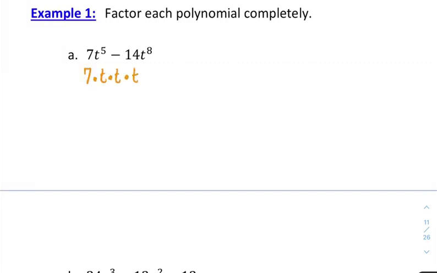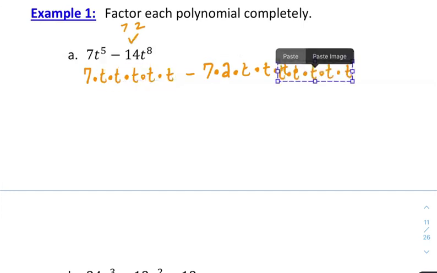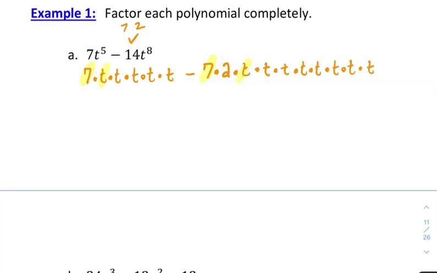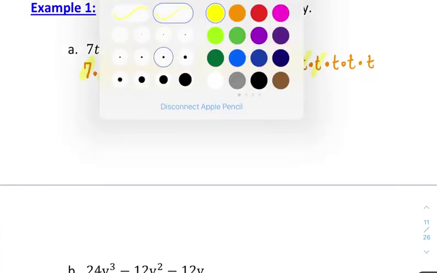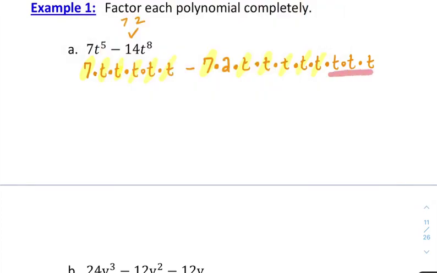To make it a little easier to see what the greatest common factor is, I'm going to write it as 7 and then t times itself 5 times, and then if I break down 14 into 7 times 2, I'm going to write out 8 factors of t. I'm actually going to copy and paste here. You don't have to do this every time, but it helps you to see what they have in common to start with. So they share a 7, they share a factor of t, another factor of t, another factor of t. Eventually I'm going to run out of factors that they share. So my greatest common factor is 7t to the 5th.